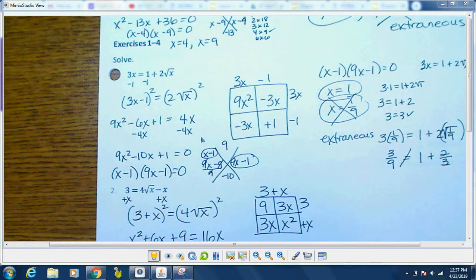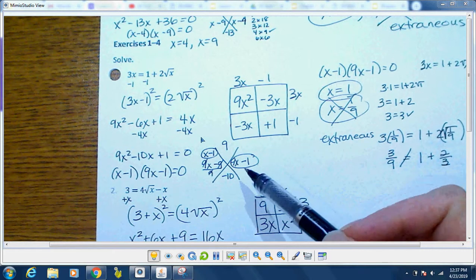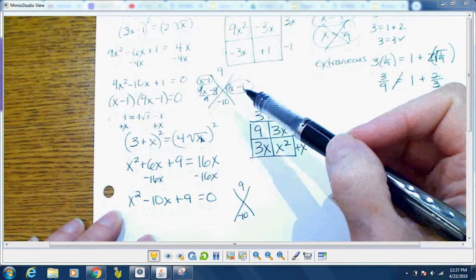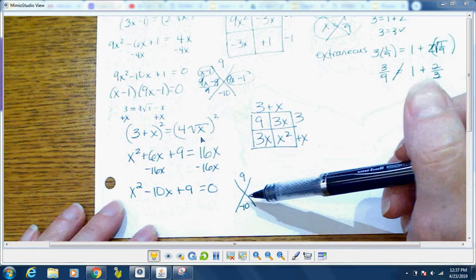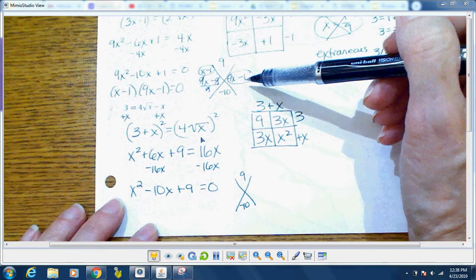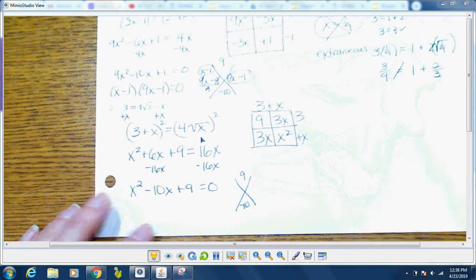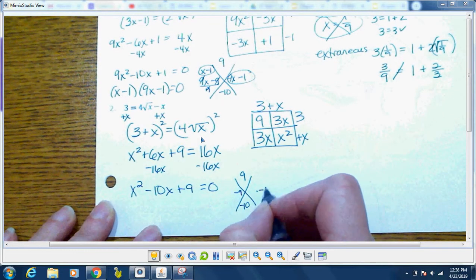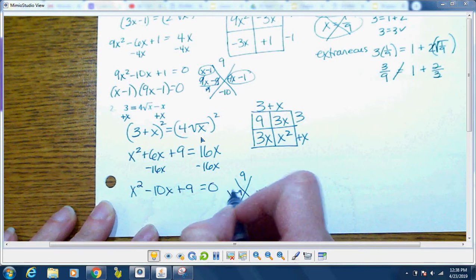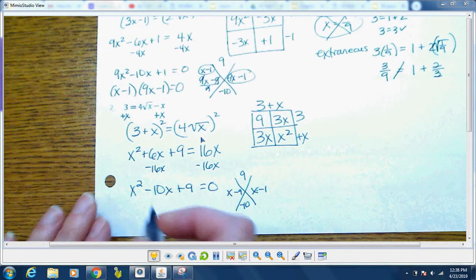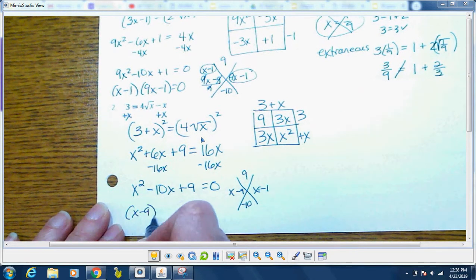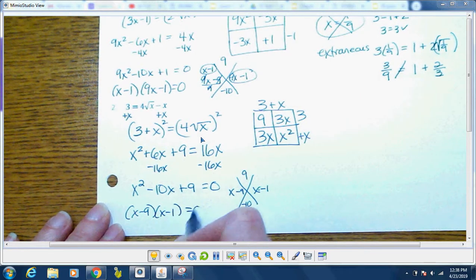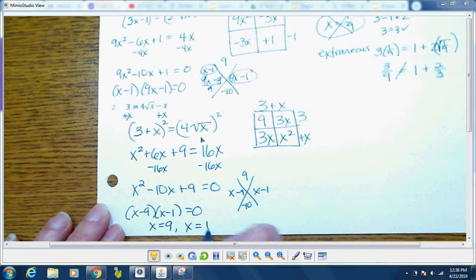Okay, now I'm looking for two numbers that multiply to make 9 and add to -10. I just found that answer in the previous problem, sorry about that guys. Okay, and so I know that this is -9 and -1. My coefficient is just x, it's 1. So I have x minus 9 times x minus 1 equals 0. So x equals 9 or x equals 1.